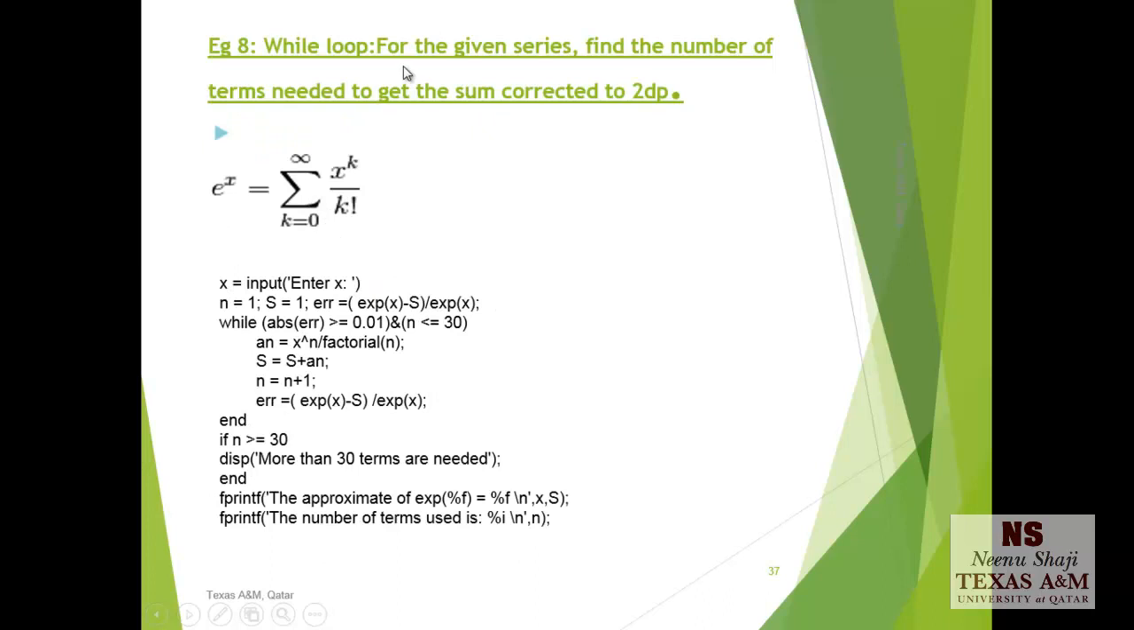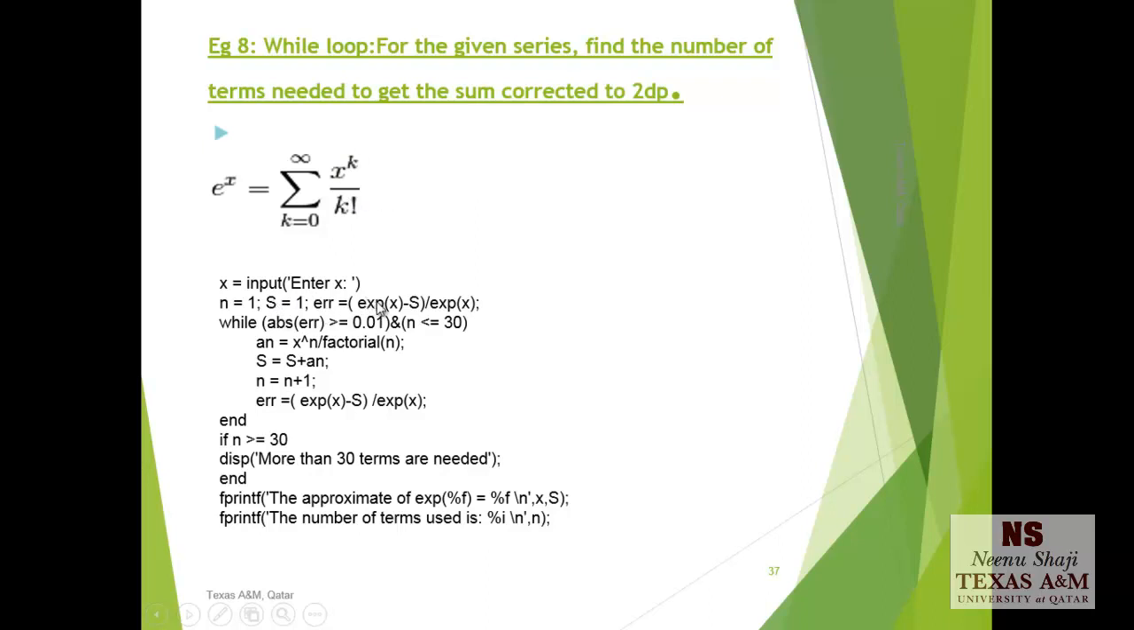Next is again an example using while loop. For the given series, find the number of terms needed to get the sum corrected to 2 decimal places. So the x value, you can make it user specific. Initialize the n value to 1 and s value to 1. We are doing that because when k is equal to 0, the first term is 1. So initialize the sum to 1.